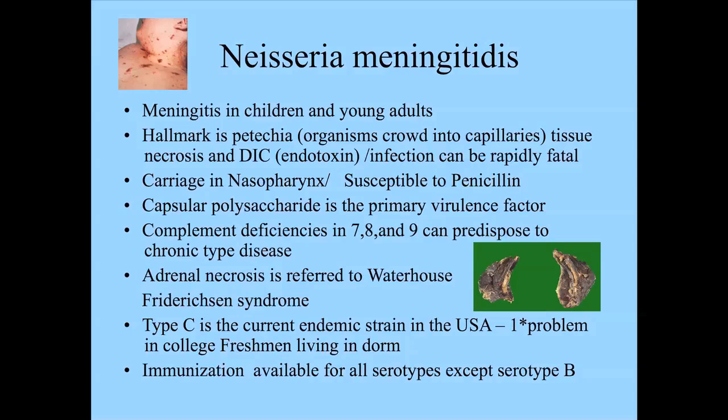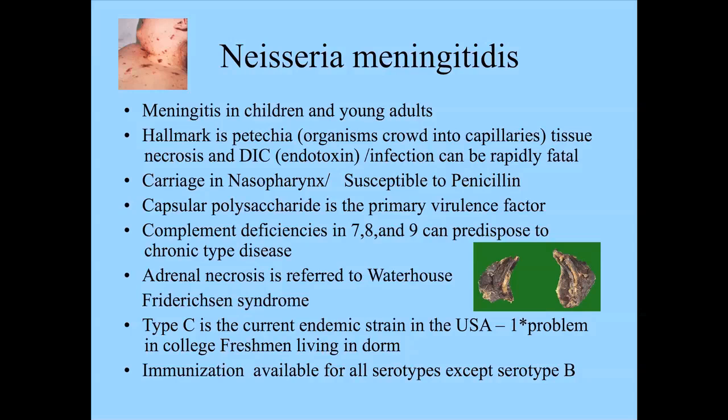Normal carriage of Neisseria meningitidis is approximately 10 to 20% in the general population, and can be a tad bit higher in some select groups. The carriage is in the nasopharynx area, and that's where you would look for carriage. This organism is susceptible to penicillin. Capsular polysaccharide is the primary virulence factor. There is a chronic type of disease where it's not quite as rapidly fatal. This form of the disease is associated with complement deficiencies in the 7, 8, and 9 regions of the cascade.